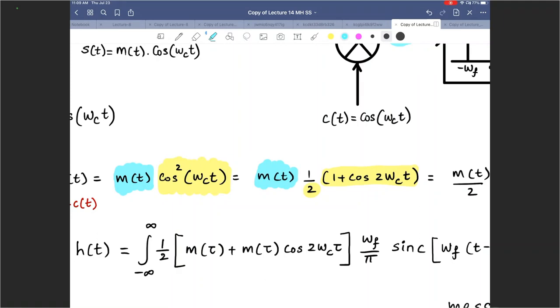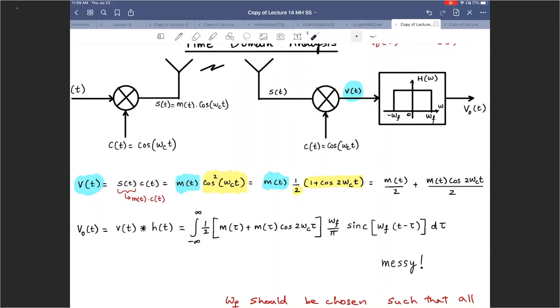Once you have that, expand it out into two terms. What do you have? You get M of t divided by 2 plus M of t multiplied by cosine 2 omega ct divided by 2. So you got something at baseband. We'll take a look at what baseband means in just a minute. That's your half of the message, M of t divided by 2. But you also got something at twice the frequency.